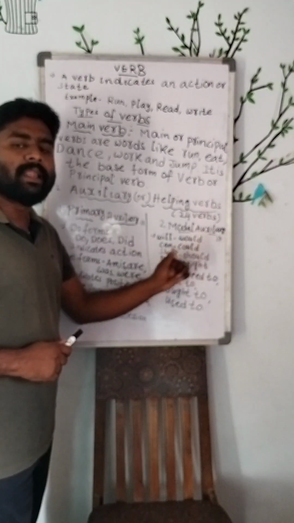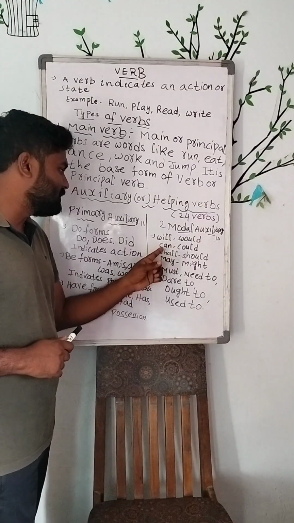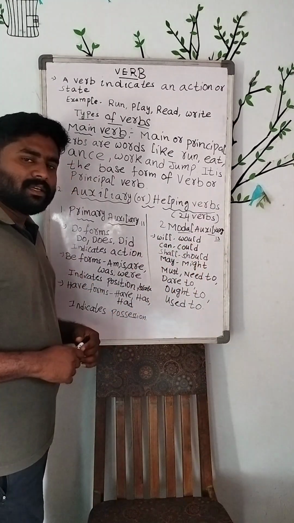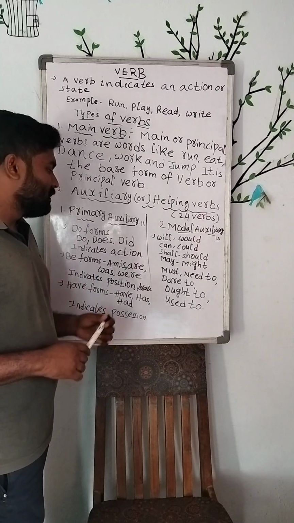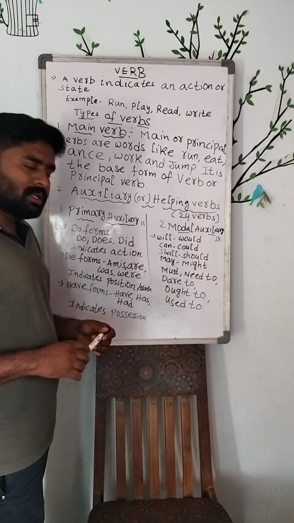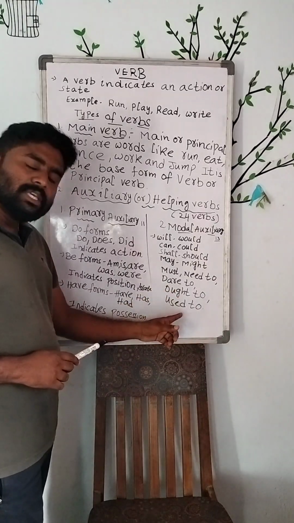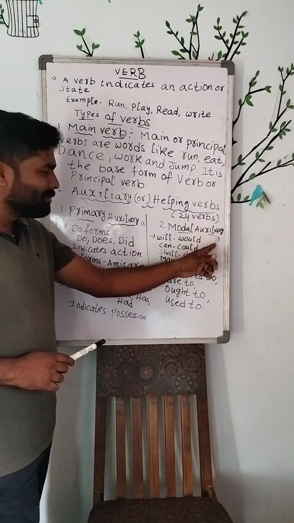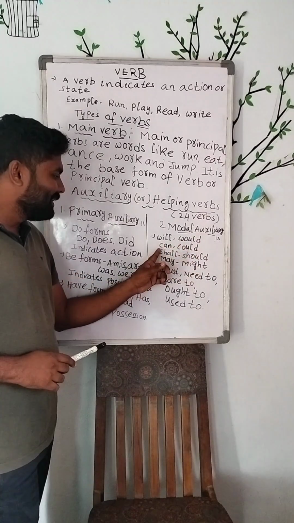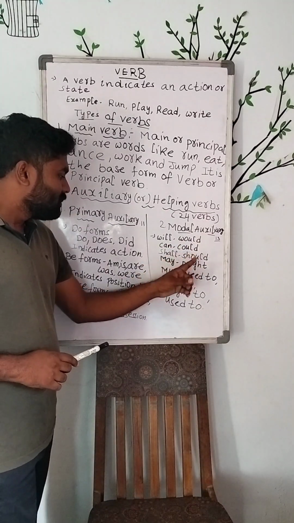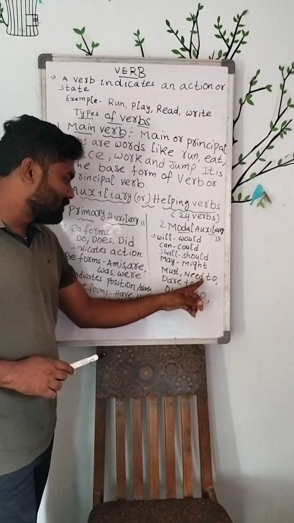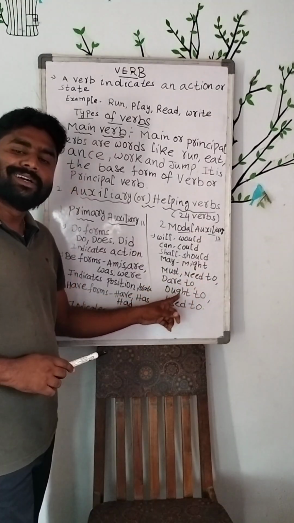Second one, modal auxiliaries. What are the modal auxiliaries? Here there are 13. Will, would, can, could, shall, should, may, might, must, need to, ought to, dare to, used to. These are the 13 modal auxiliaries.